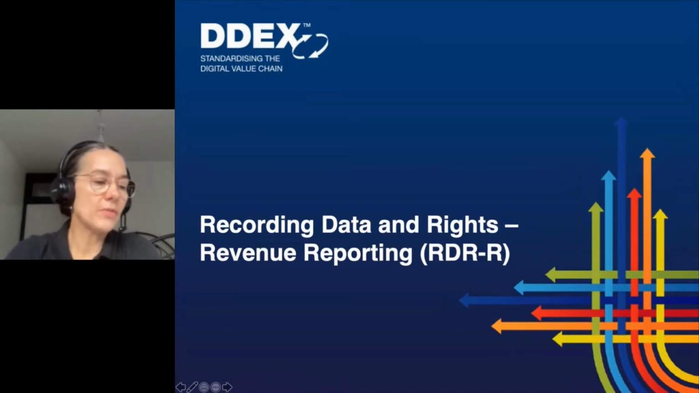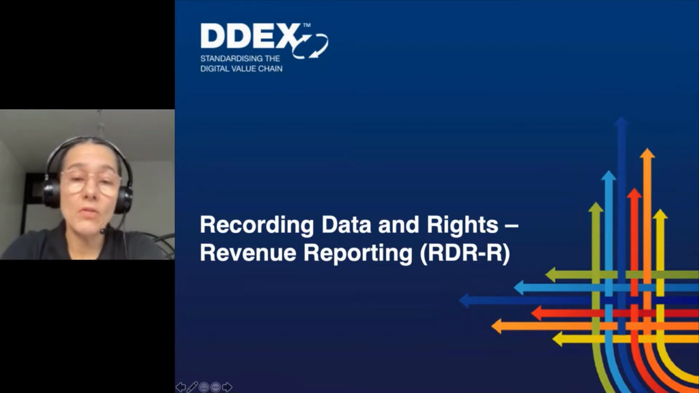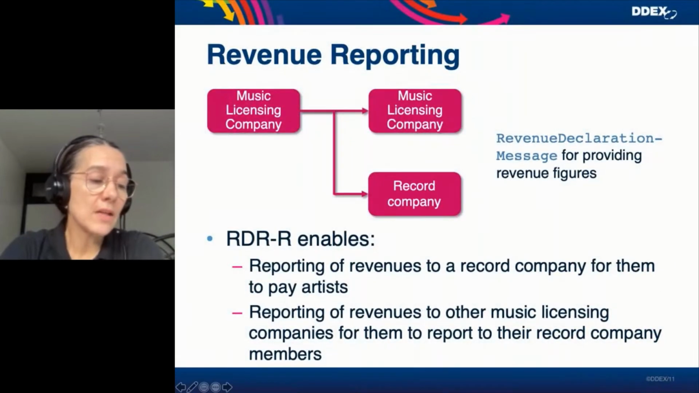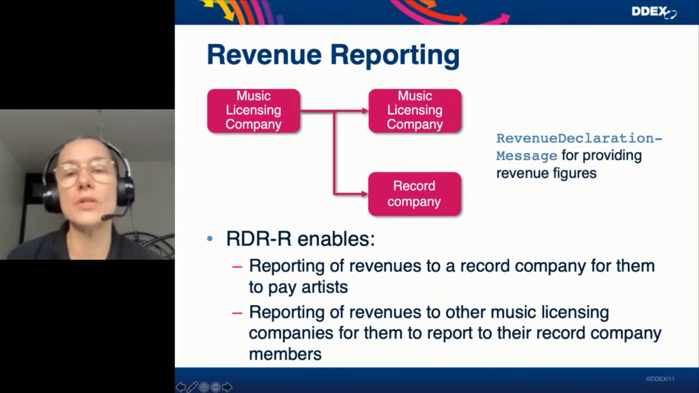So just a quick overview, giving you an overview of RADAR-R. At the last session in June, we primarily introduced RADAR-N, and today we just quickly go through the communication and the content of the revenue reporting standard. As you can see on the diagram, this message allows the reporting of revenue figures of neighboring rights income from music licensing companies to other music licensing companies so that they then can report to their record companies, and ultimately contributors and producers can be remunerated.